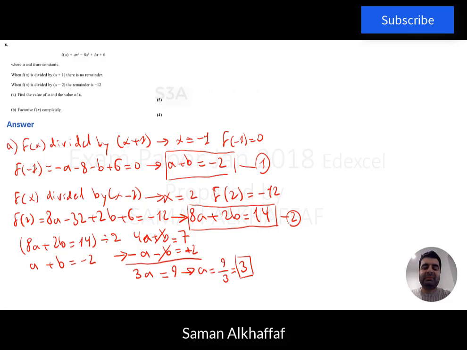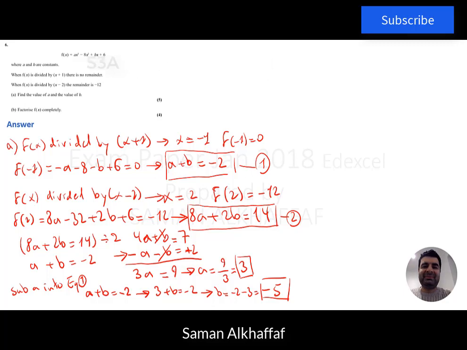Now to find the value of b, we sub a into equation 1, a plus b equal minus 2. That is 3 plus b equal minus 2. So b equals minus 2 minus 3, which gives minus 5. This is the answer for finding a and b for part A.